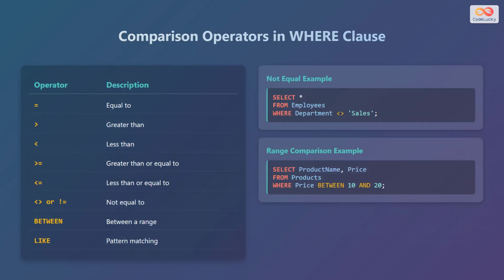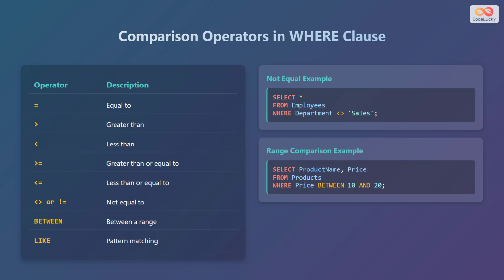Let's learn about the comparison operators used in the WHERE clause. Here is a list of commonly used operators: equals to, greater than, greater than or equals to, less than, less than or equals to, not equal to, between a range and like for pattern matching. Now let's look at a couple of examples using these operators.